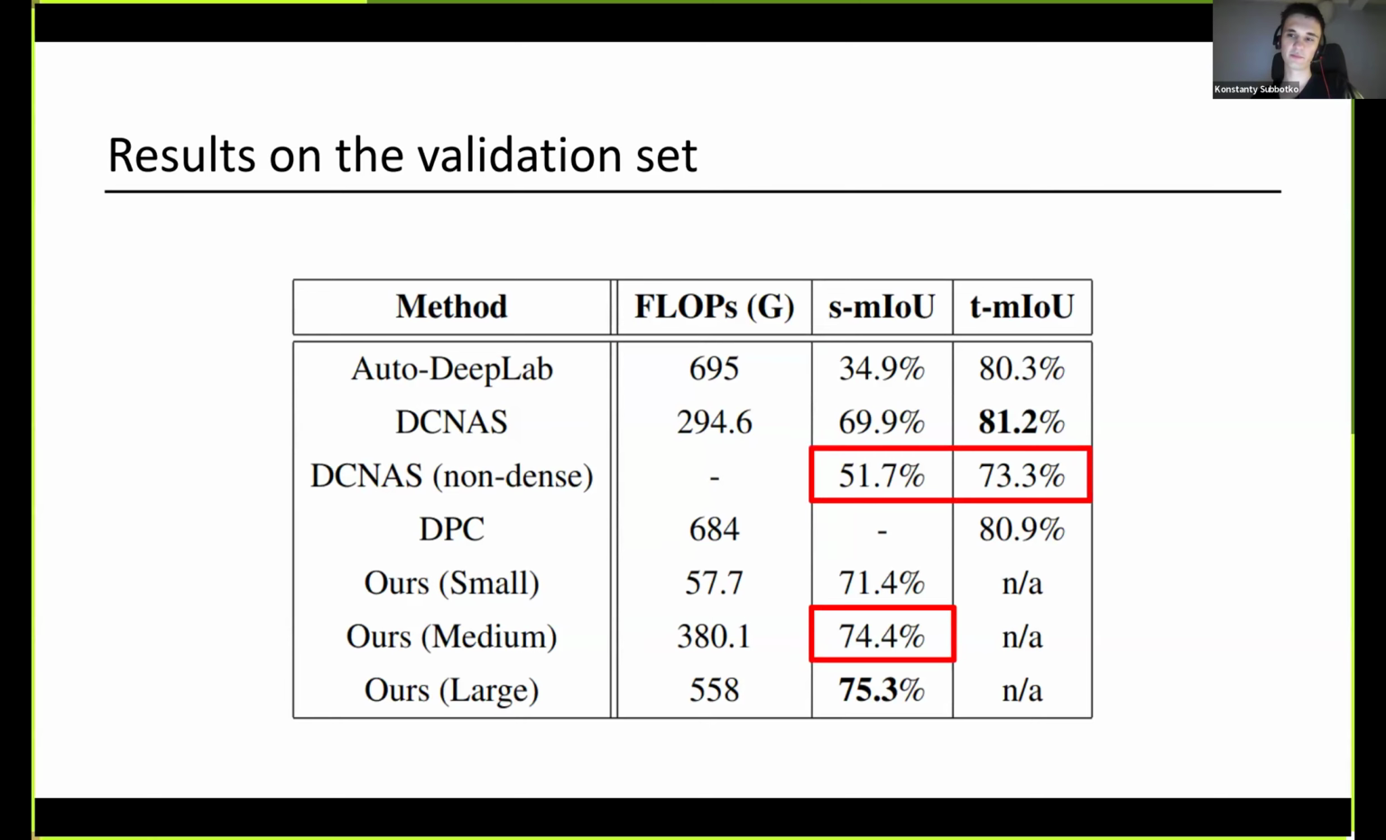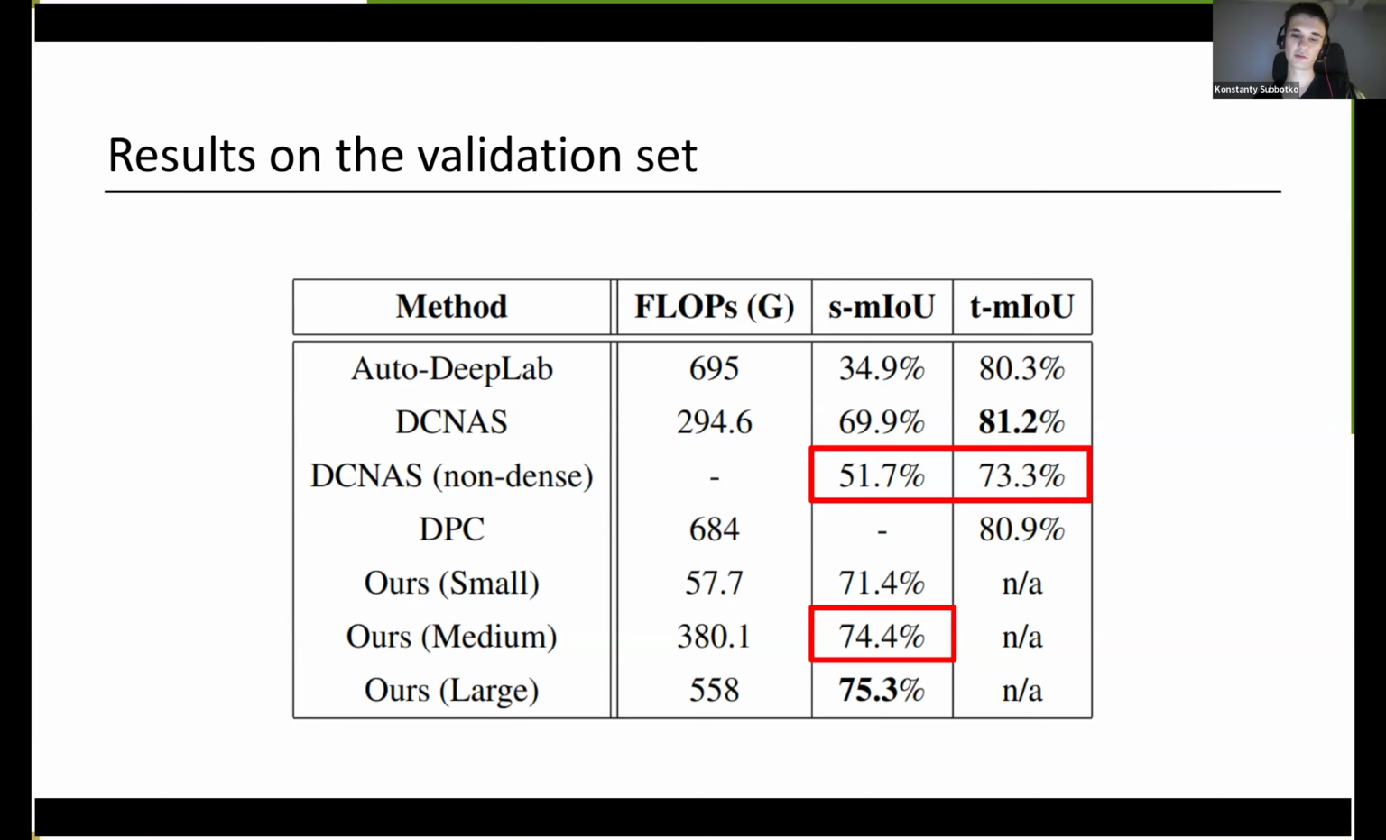Then we compare the non-dense variant of DCNAS with our medium model. It's a fair comparison because both models were trained on basically the same search space, and they also have the same parameters. Here we observe that our supernet actually outperforms the final architecture of the non-dense variant of DCNAS. We believe that it shows the potential of our method and that it's capable of achieving competitive results.